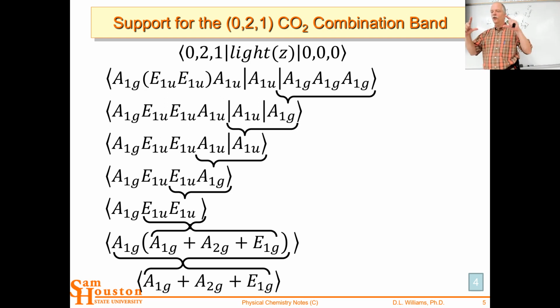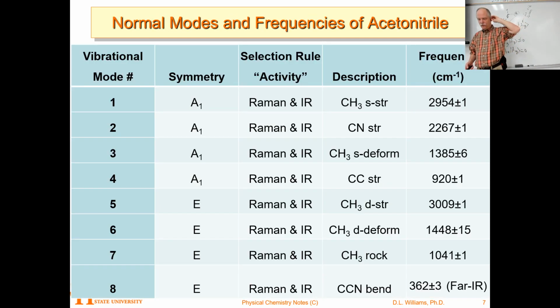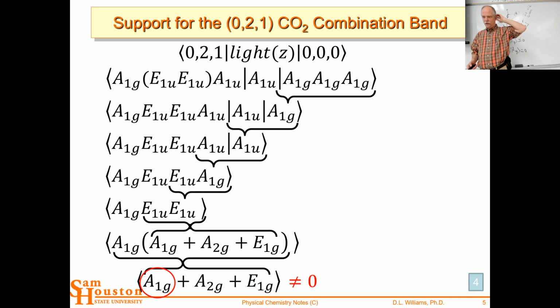So there would be the integral of 3 functions that are added together, and one of those functions is going to have a non-zero integral, the one that's A1G. So that's why we say if the result contains A1G, or contains the top row, then it will be non-zero, and that will be allowed. Okay, so that's that combination band for 0, 2, 1.